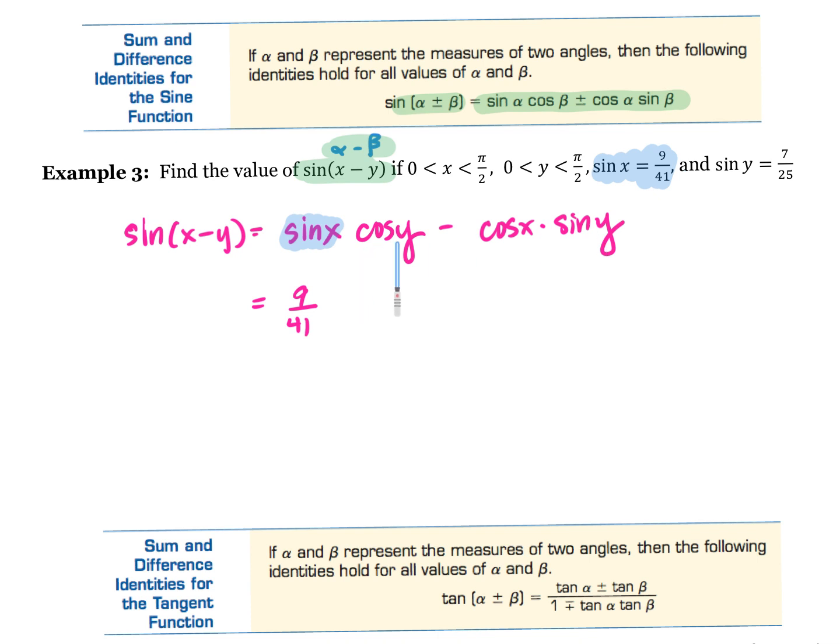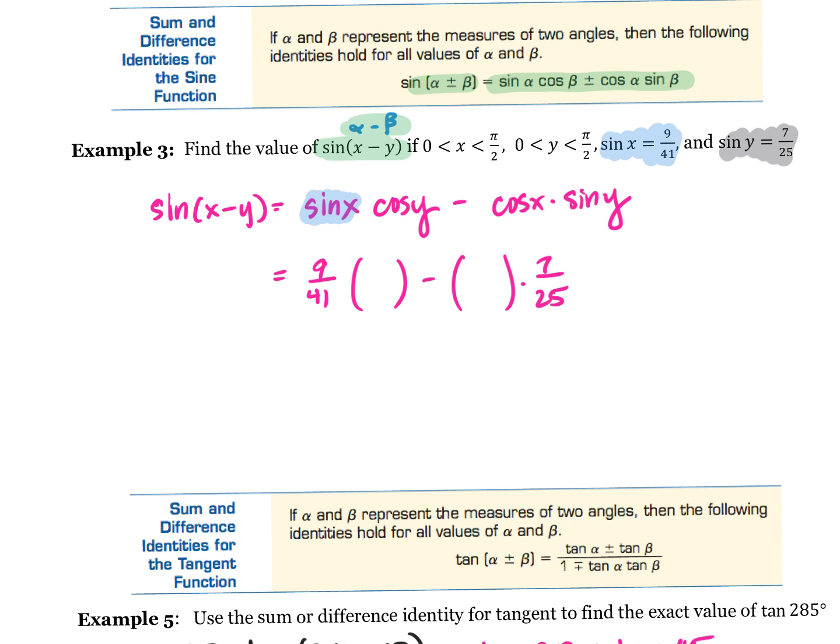Do we know what the cosine of y is? Don't know anything. I don't know what's going to go in there, but we're going to figure it out in a second. Do we know what the cosine of x is? Nope. Do we know what the sine of y is? 7/25. Yeah, you know it. Okay, this is why this one's a smidge different.